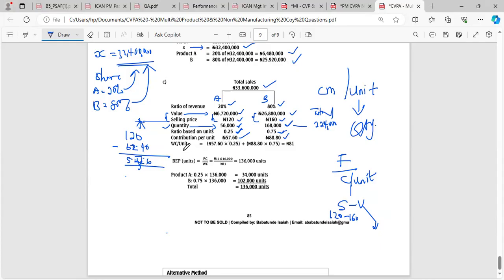Okay, so now you just need to apply the weights to get your weighted contribution. So 57.60 multiplied by the 0.25. Our contribution multiplied by the weight, or by the ratio. This will now give us our weight of 81. This 81 is what we are using here as contribution per unit.